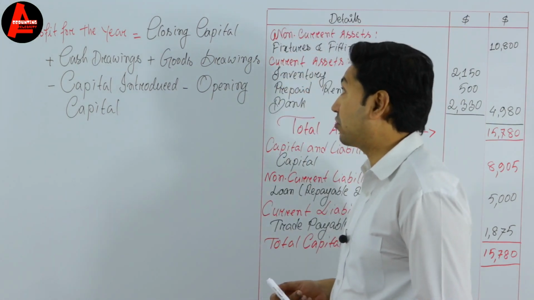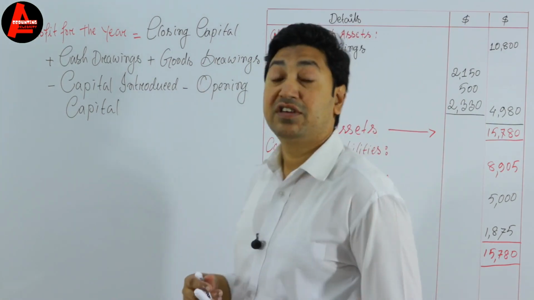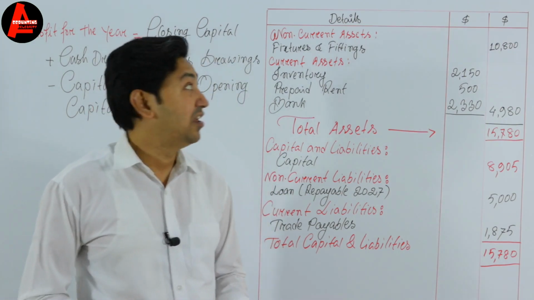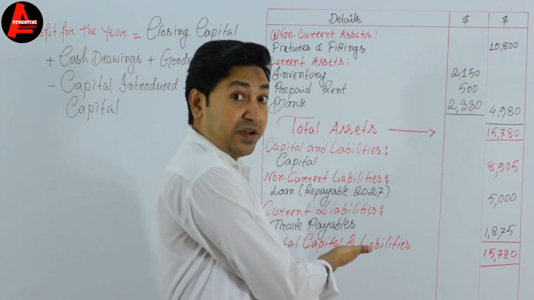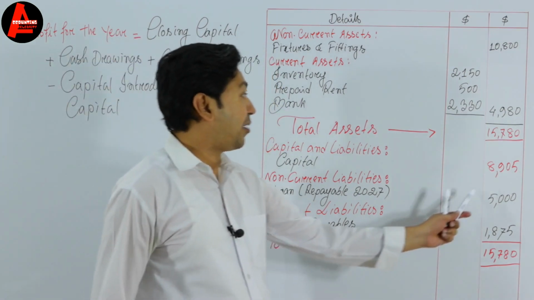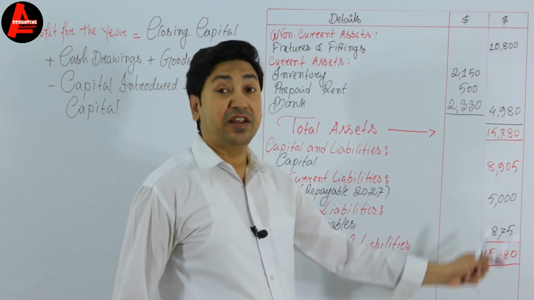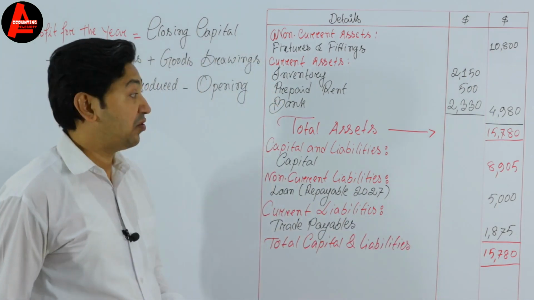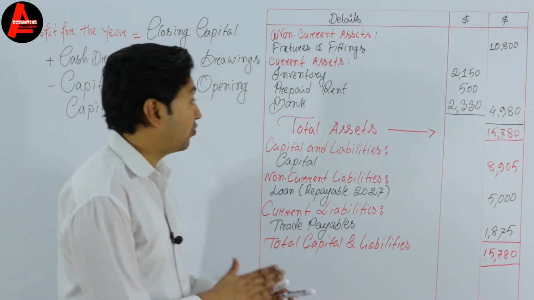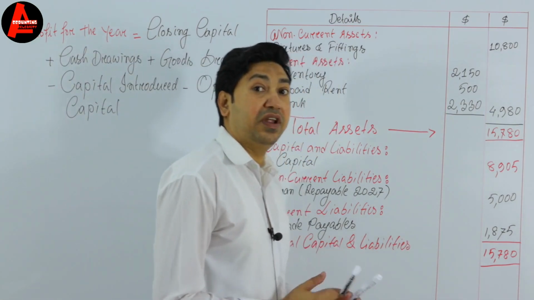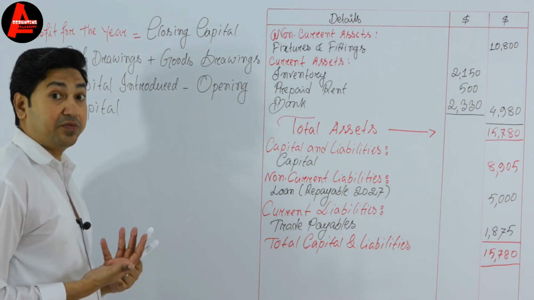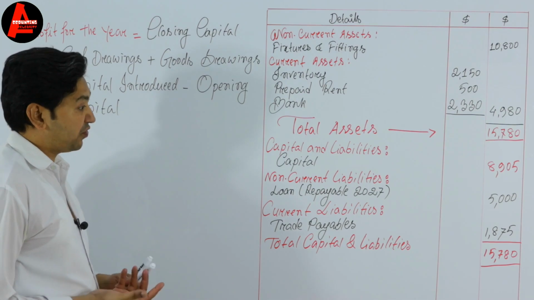Here we will write the closing capital. On the question we did not have closing capital, we calculated it. See here is a statement of affairs or balance sheet, whatever you call. Here we calculated capital $8,905. This was not given. I recommend you please watch this video on how we calculated closing capital. Then you come back here to understand the calculation of profit for the year.